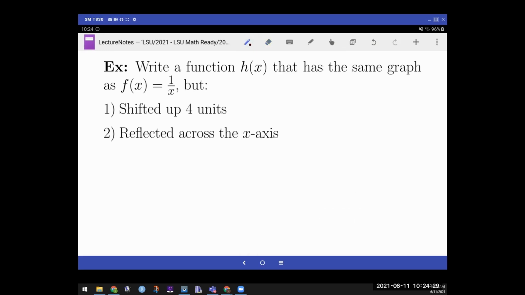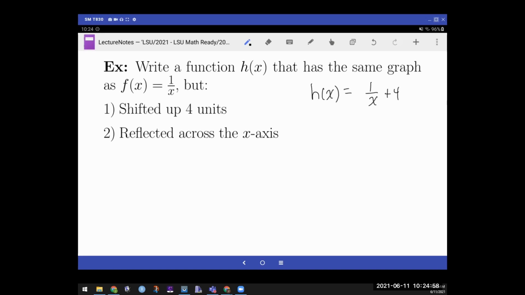All right, so let's write a function now. We're going to call that function h of x, that has the same graph as this here, 1 over x, but has been shifted up 4 units and reflected across the x-axis. Okay, and let's do it in that order. So my new function, if I wanted to shift it up 4 units, I would add 4 to the outside, right? That is a vertical translation, so I'm going to add to the outside.